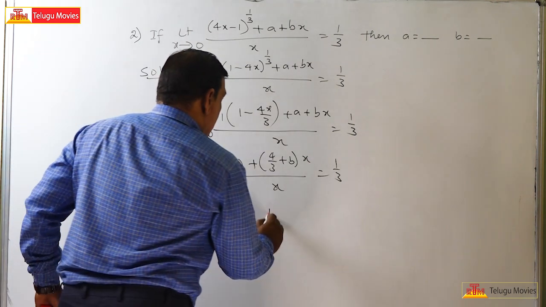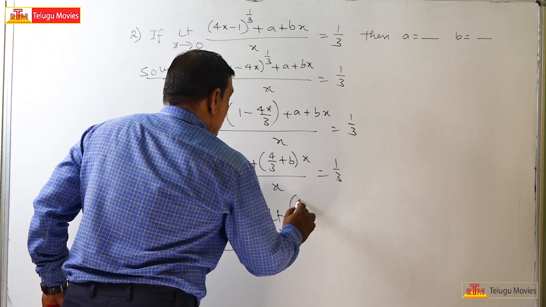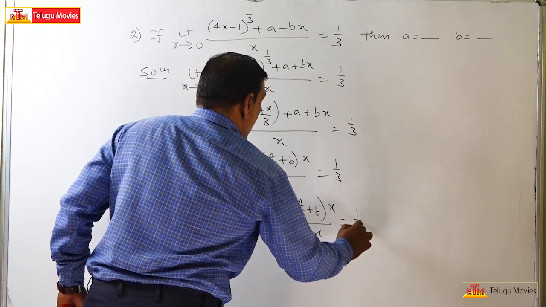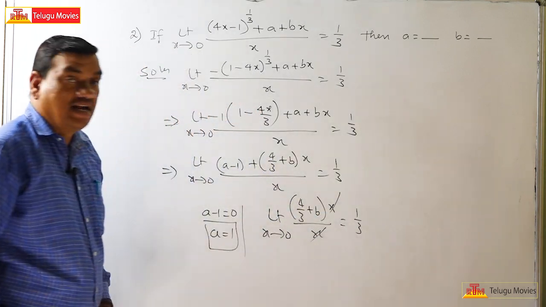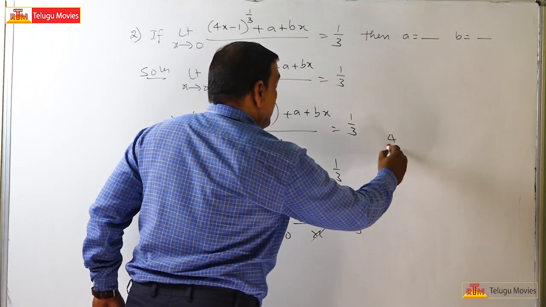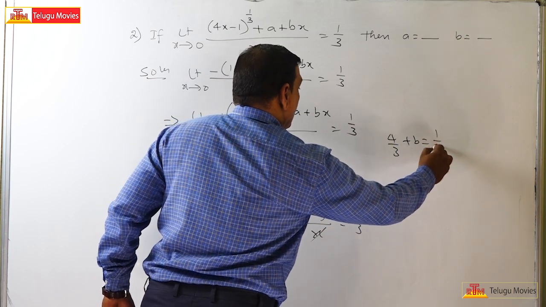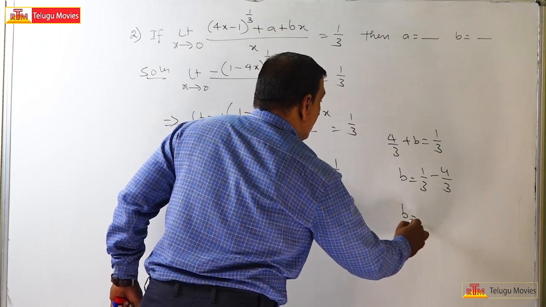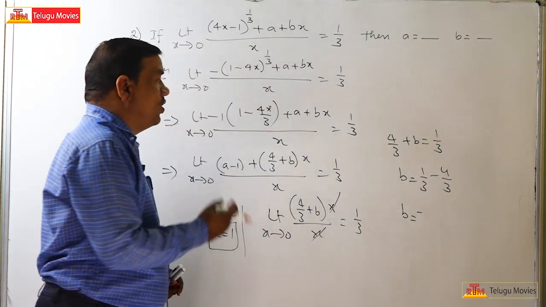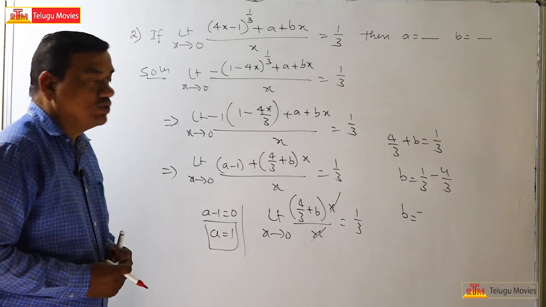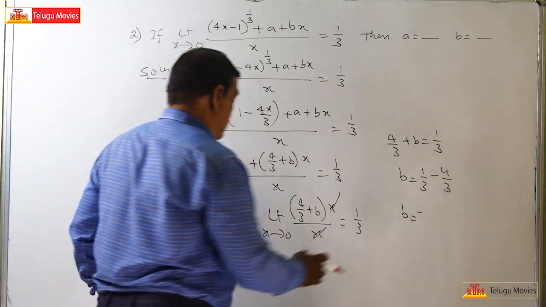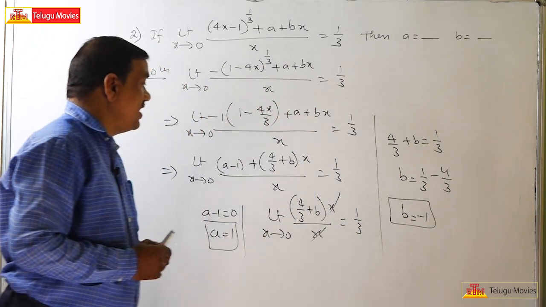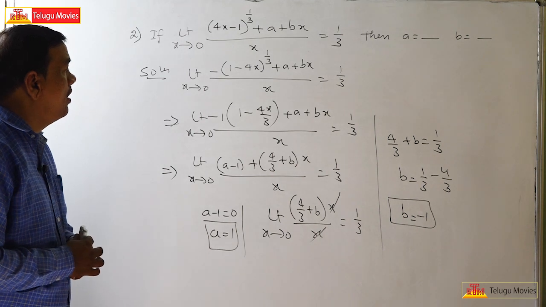Now let us take the remaining problem. So this is equal to 4 by 3 plus b into x by x is equal to 1 by 3. X will get cancelled. So therefore 4 by 3 plus b is equal to 1 by 3. B is equal to 1 by 3 minus 4 by 3, that is (1 minus 4) by 3, which is minus 1. So b value is -1. So a value is 1 and b value is -1.